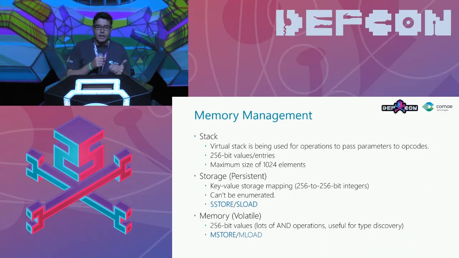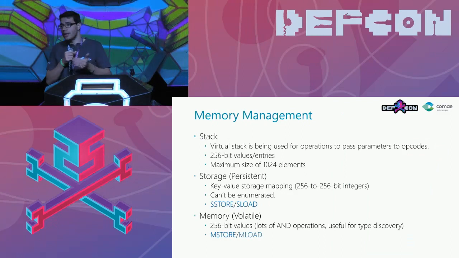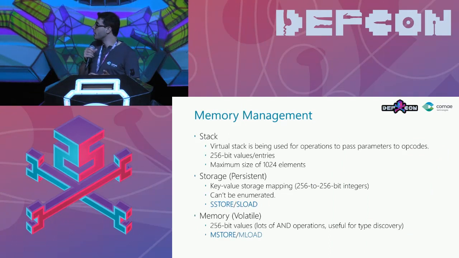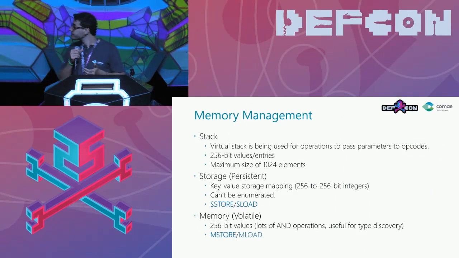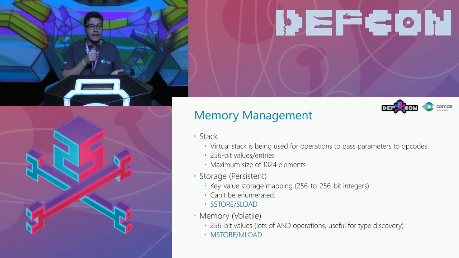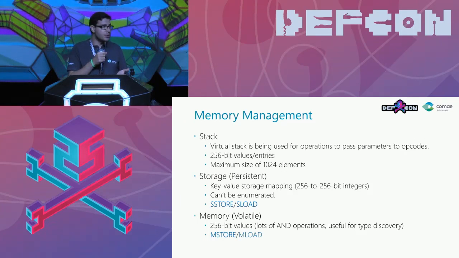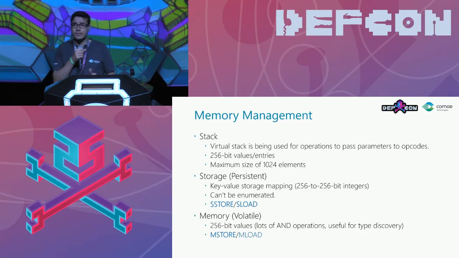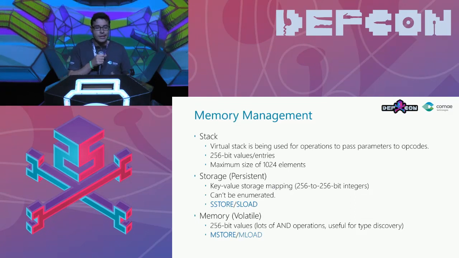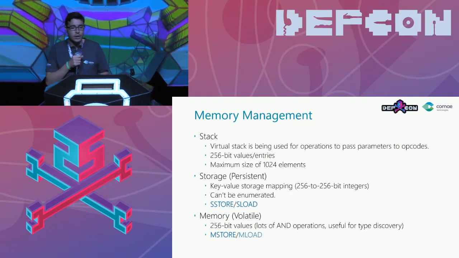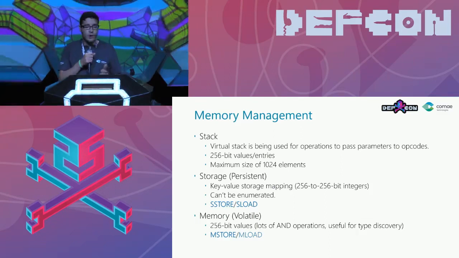Regarding memory management, you would have 3 different types of memory that are significant. The first one is the stack that I was mentioning before. Under traditional architecture, you would use the stack to push arguments to a function, at least with x86, not with 64-bit architectures. Here, you push arguments to opcodes. And there is a limited size to the actual stack, which is 1024 elements.